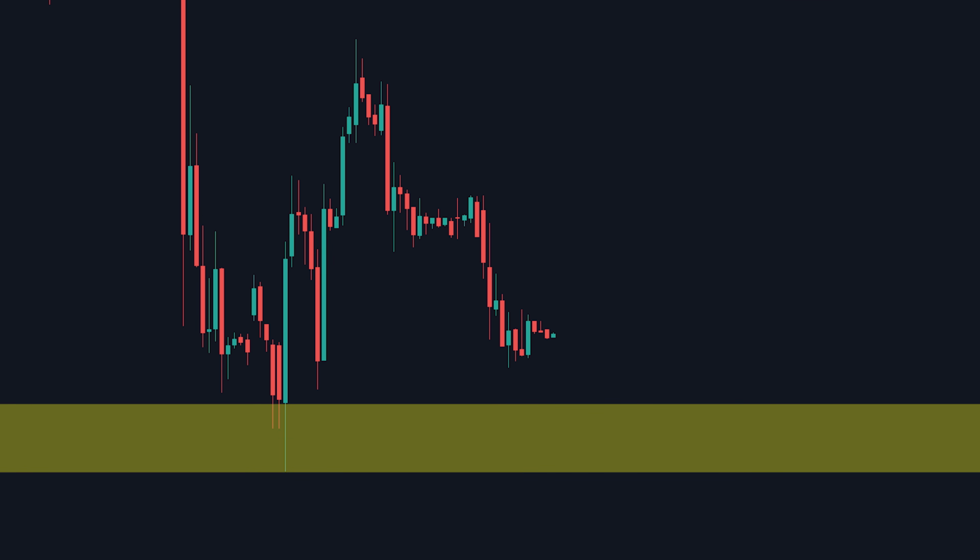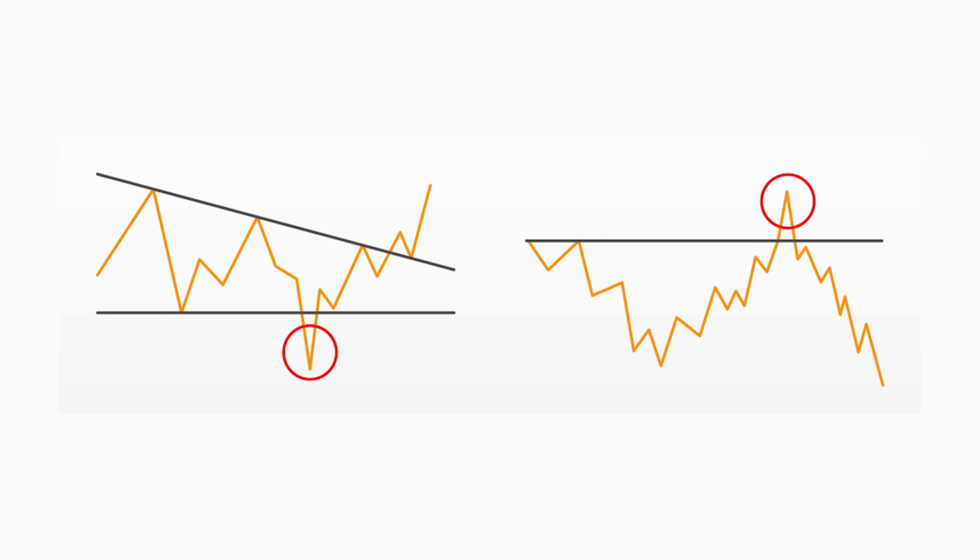Keep in mind, you can do the exact same thing with long trades, you just do the complete opposite. So a false breakout or a liquidity grab on a higher time frame is the first example of a key area of interest.